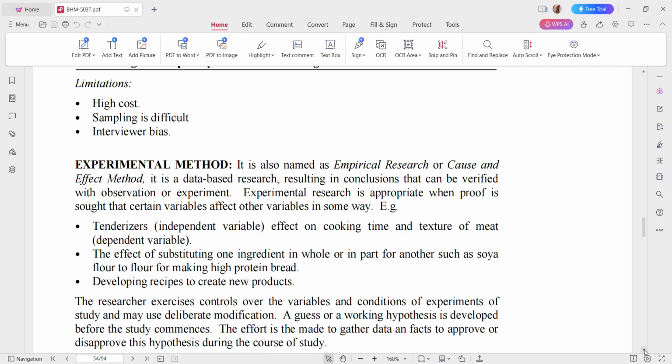So yan. Titingnan natin, kaya nga cause and effect yung other term of it, kasi we wanted to know whether a specific intervention has an effect, no, to the sample. For instance, another example of this is if you want to know whether flipped classroom strategy or a certain teaching strategy would modify or increase the positive behavior of your students. Yan siya. Yun yung mga experiment. So it is a data-based research resulting in conclusions that can be verified with observation. So kailangan talaga yung observation and or experiment.